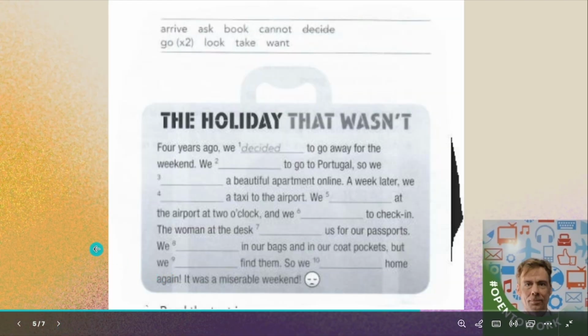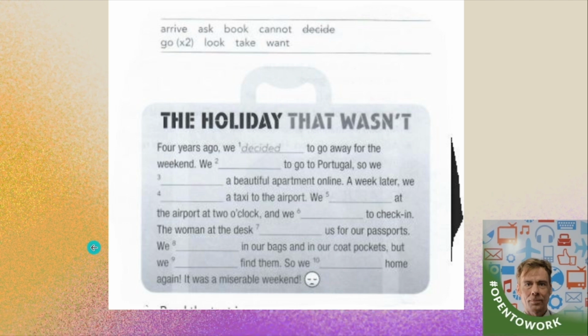So, let's get some practice here. Let's take a look at this story about a failed vacation and complete it with the verbs at the top. So, 4 years ago, we decided to go away for the weekend. We to go to Portugal. Your clue here is the preposition to. What is a verb that links to go with the preposition to?